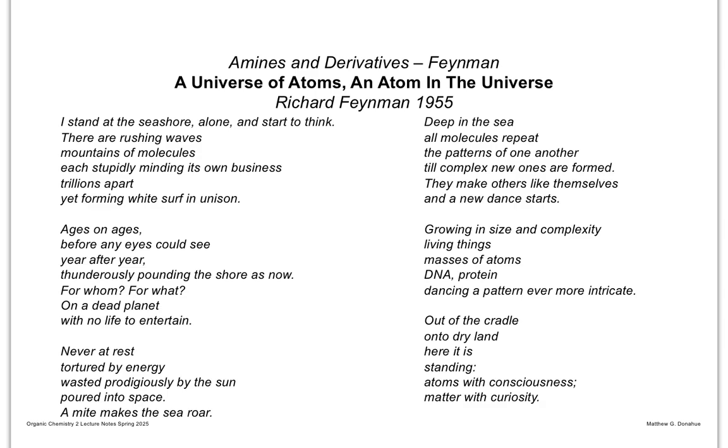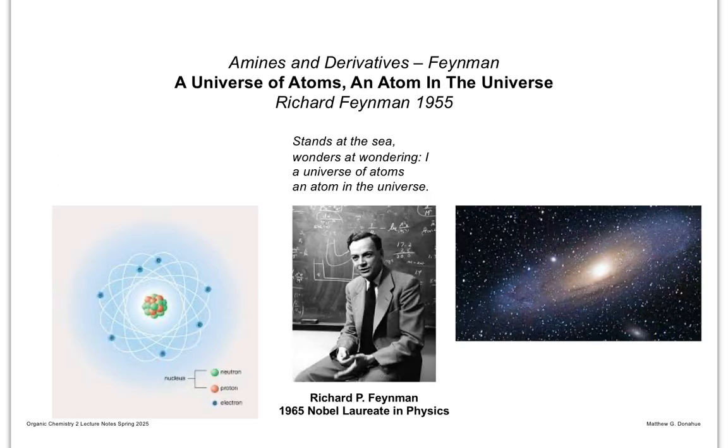After that experiment was published, Feynman wrote a poem. Feynman was a Nobel laureate in physics, and he was one of these people that was interested in a lot of things. He played the drums, he was an artist, that sort of thing. So he wrote this poem, and what I want to highlight is the last two sentences here. "I, a universe of atoms, an atom in the universe."